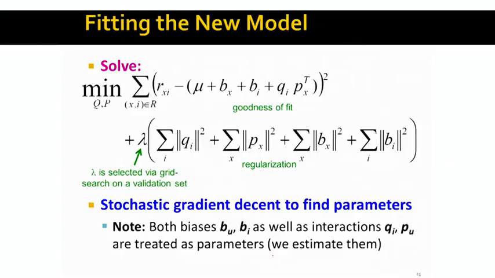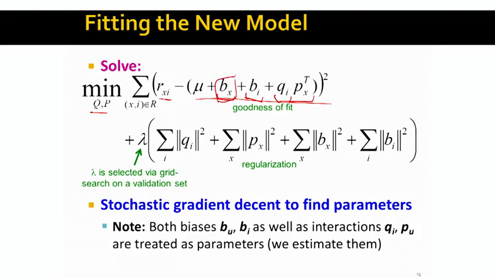Of course, now that we have these biases, we can compute them using averages as we did before, or we can include them as parameters in our optimization problem. For example, we could say we want to find P and Q in such a way that the true rating of an item and the predicted rating of an item differ as little as possible, where the things we want to estimate now are B of X, B of I, Q of I, and P of X. So we just added another set of parameters to our model.